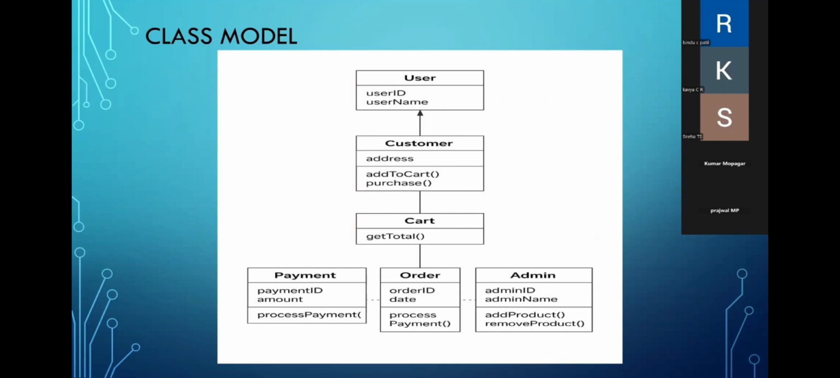Admin. The admin class has fields like admin ID and admin name, with operations add product and remove product, meaning administrators manage the products or catalog in the system. Overall, the diagram is saying customers who are users put items in a cart, place an order, pay for it, and admin manages the products and possibly other system data. Next slide.